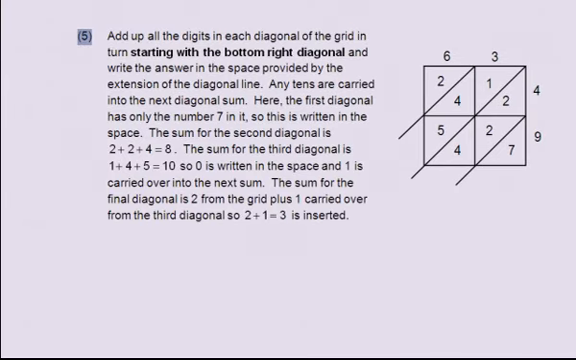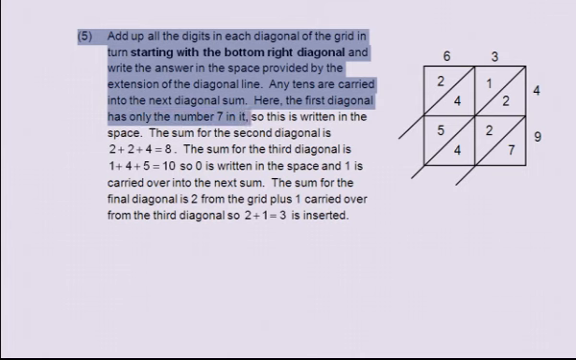Step 5. Add up all the digits in each diagonal of the grid in turn, starting with the bottom right diagonal, and write the answer in the space provided by the extension of the diagonal line. Any tens are carried into the next diagonal sum. Here, the first diagonal has only the number 7 in it, so this is written in the space. The sum for the second diagonal is 2 plus 2 plus 4, which equals 8. The sum for the third diagonal is 1 plus 4 plus 5.